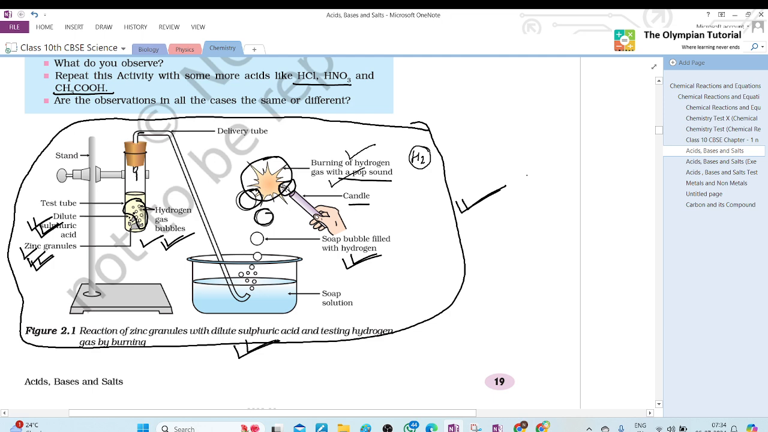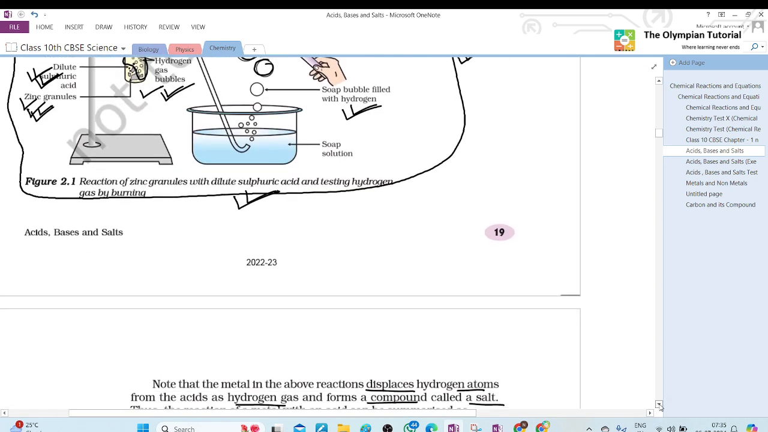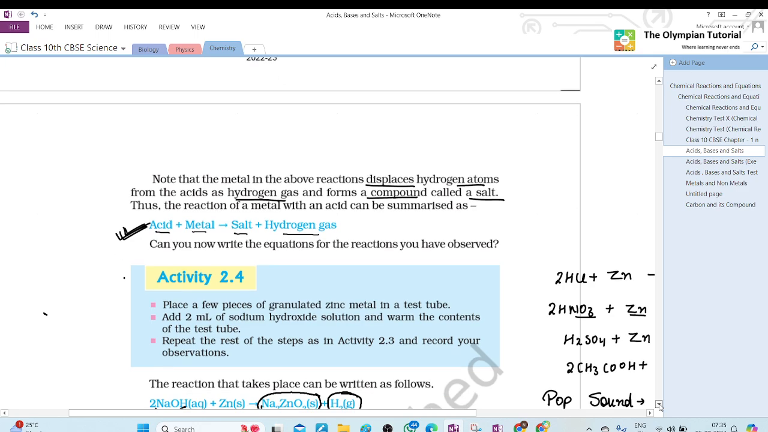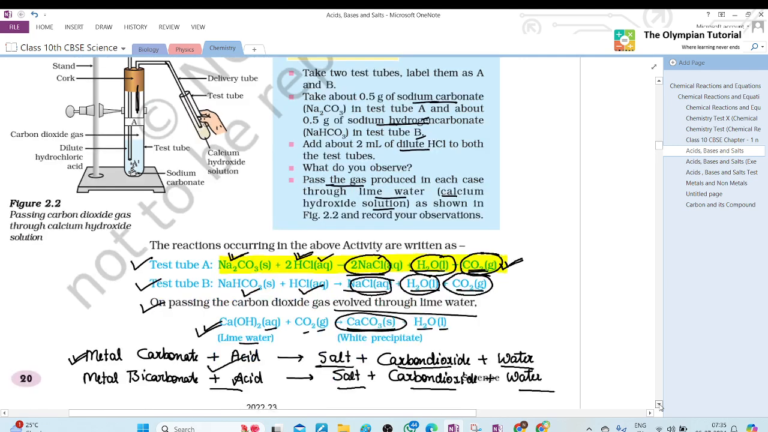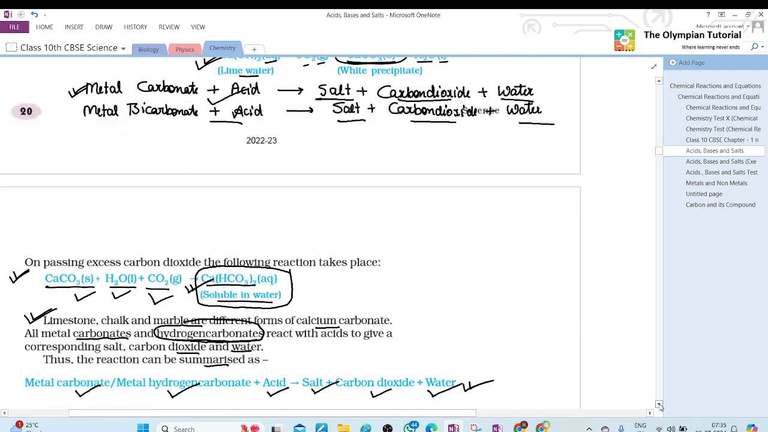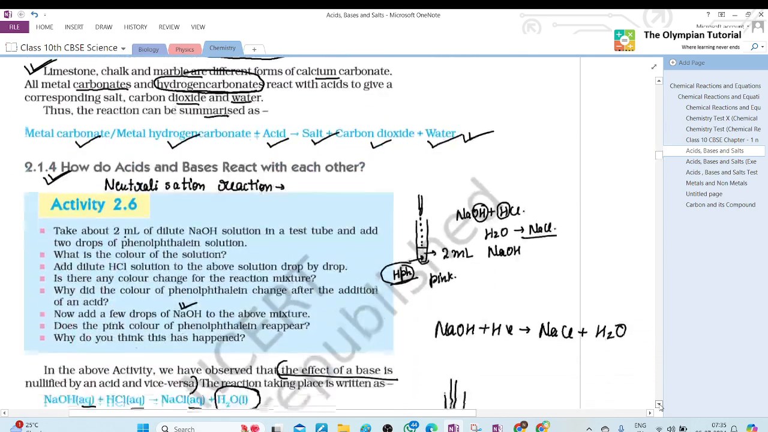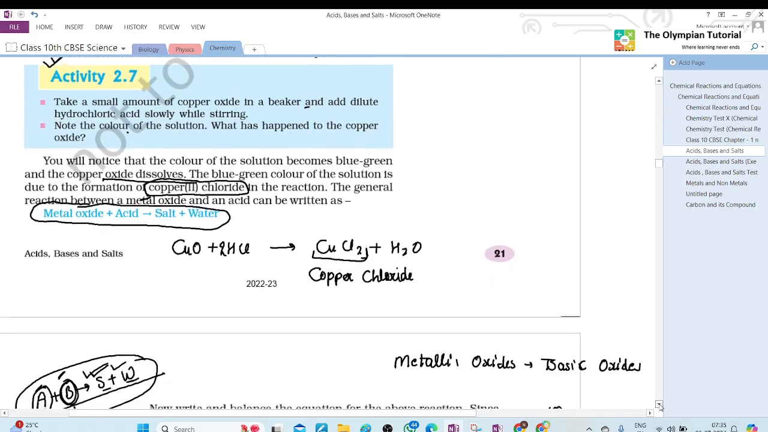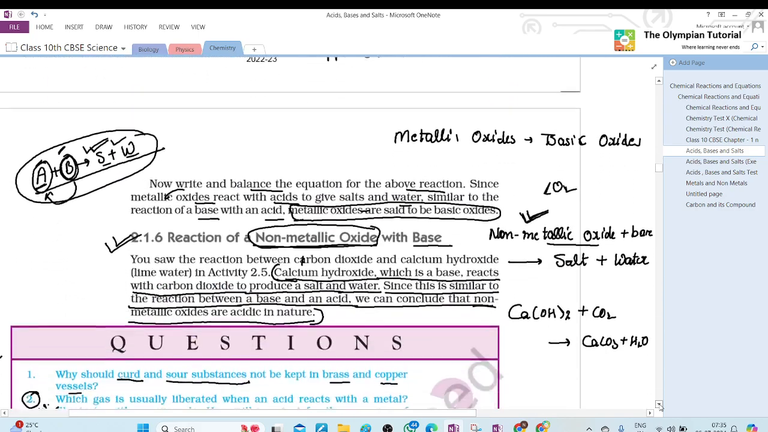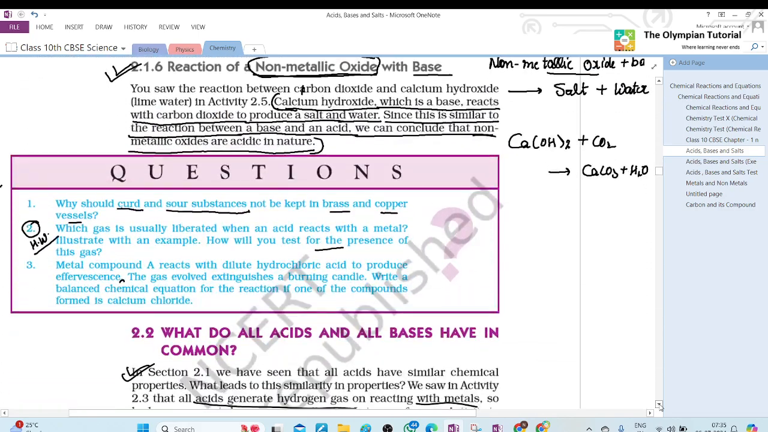Ma'am, sometimes I don't understand how much they want us to write for the answer. First thing, it depends on the marking of the question. Suppose it is only 2 marks, you can write statements. For 3 marks, give the reaction also. If marks increase to 4 or 5 marks, then give a diagram.